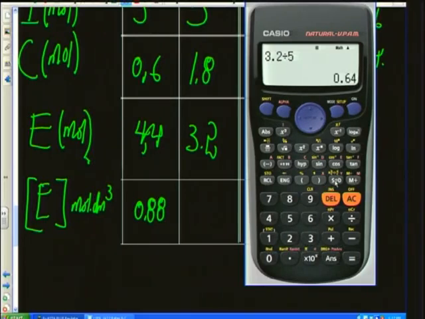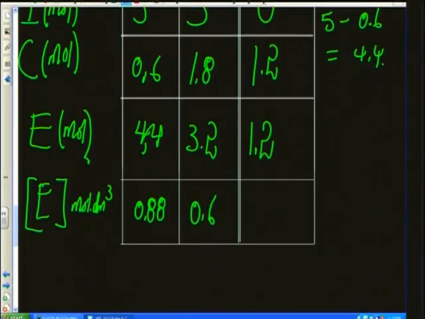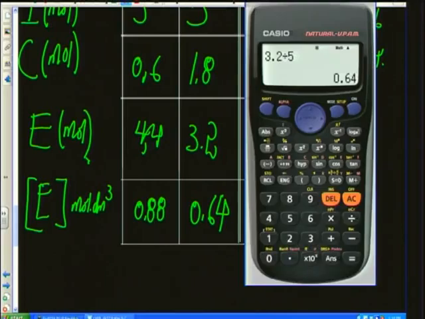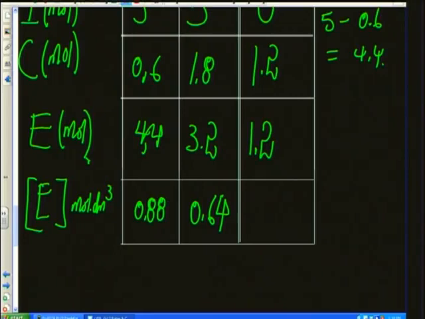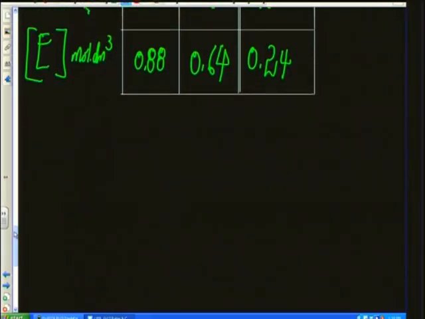So that's 0.64, let's just check again, is 0.64. And then we go again and look at ammonia. We have got 1.2 as the number of moles at equilibrium. 1.2 divided by 5. And the answer that we have got is 6/25, which is 0.24. So that's 0.24.